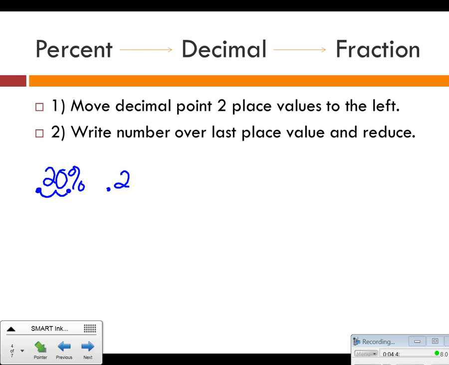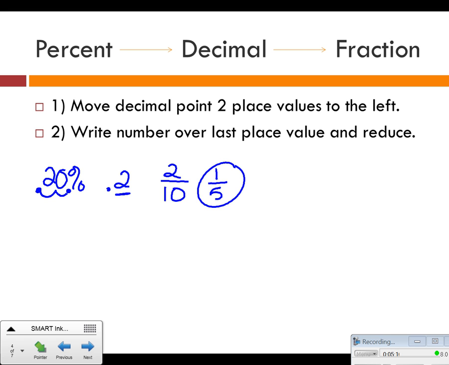To write a decimal as a fraction, a lot of times what I say is just read it. How do you say 0.2? It's 2/10. You write the number over that place value, which is in the tenths. So 2/10, and we reduce that to 1/5. So 20% is the same as 0.2, which is the same as 1/5.